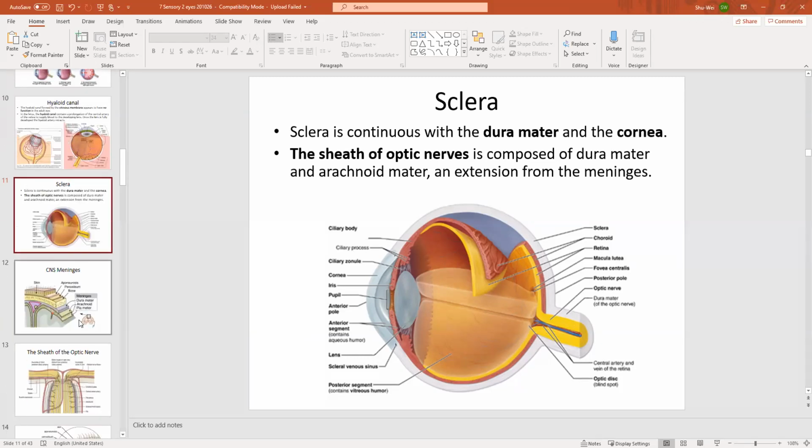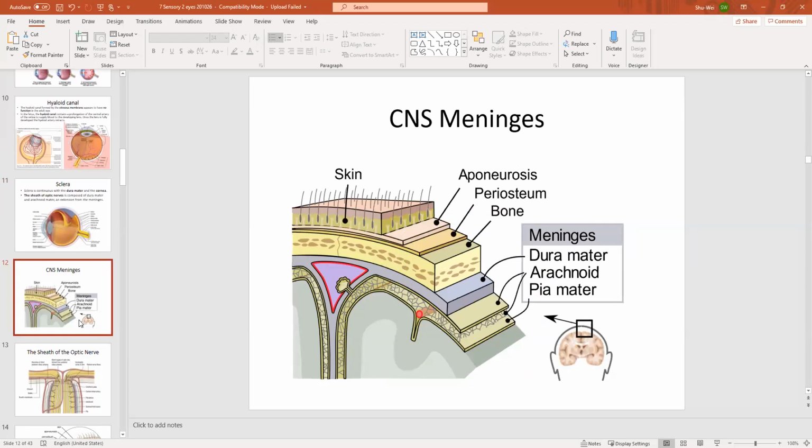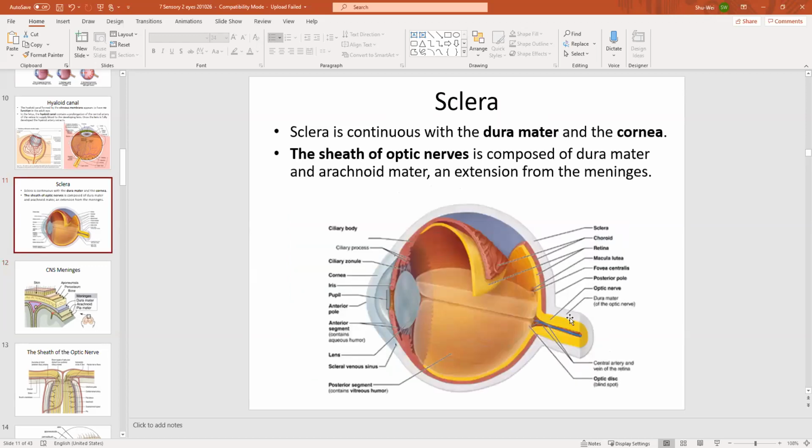I want to give you a little bit of a connection between the brain and the eye. You know this one already. This is the first thing you learn in neuroanatomy, the structure of the meninges, right? Underneath our skull, we have these meningeal layers. The outer layer, underneath the bone, is the dura mater. This is the exact same dura mater that extends into the eye, here, the optic nerve dura mater.